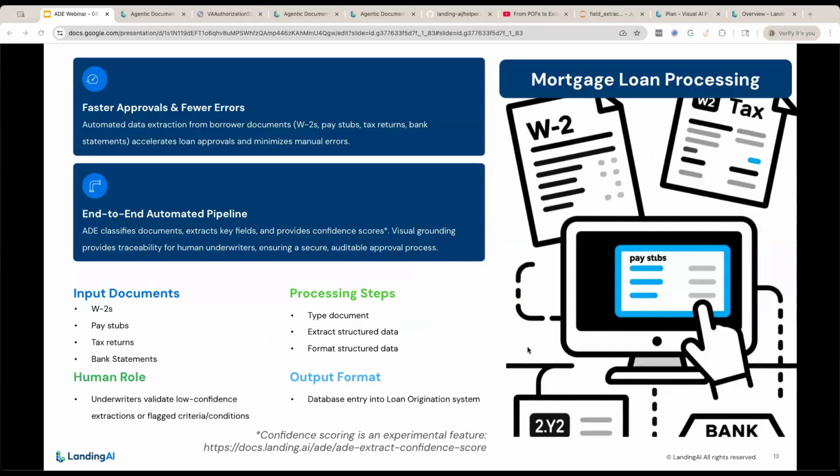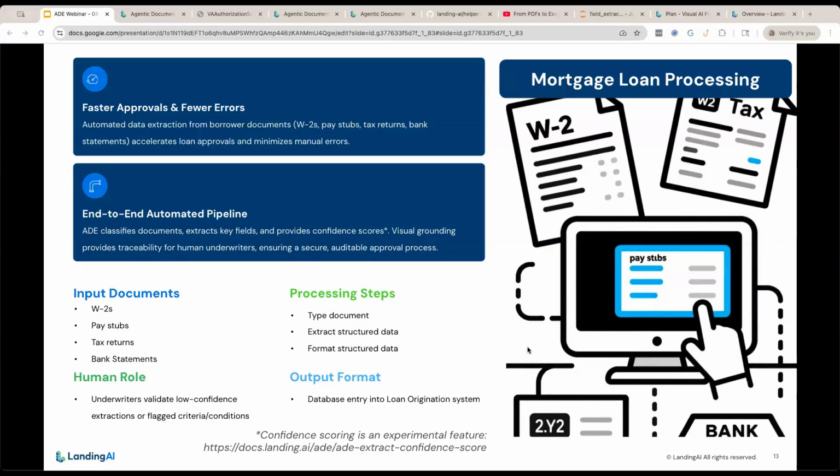So of course you have borrower documents. Those are ingested. And commonly, you would want to type those documents to identify which key data pieces you might need to inform your overall mortgage loan application. So whether that's a pay stub or a tax return or a bank statement, our ADE will extract and structure that data, and using our experimental feature, provide some confidence scores, and of course, the visual grounding of where that came from, to identify the source.